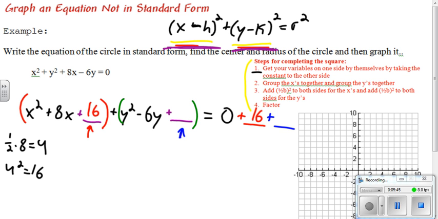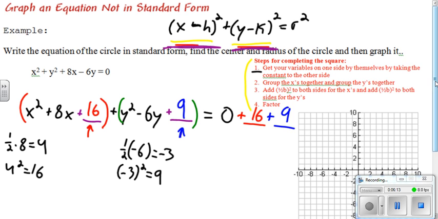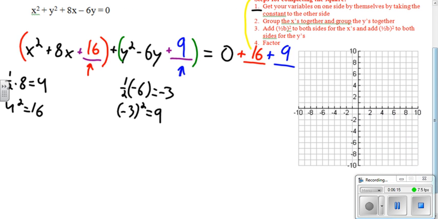Now, moving on to our y's, we need to take 1/2 of our b value, which is -6. So that's going to be -3. Now, -3 squared is 9. So 9 is the value that needs to go right here. So 9 is also the value that needs to go right here. Now, we've created two perfect square trinomials that we can break into perfect square binomials. Let's scroll this down and give us a little more space.